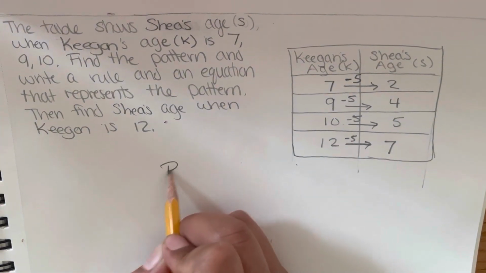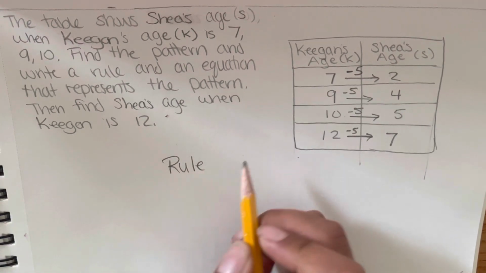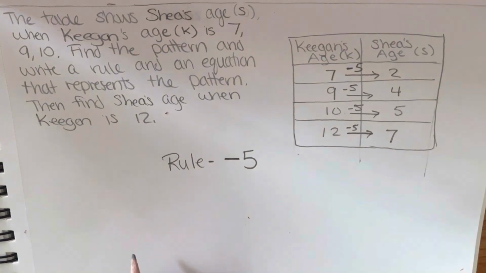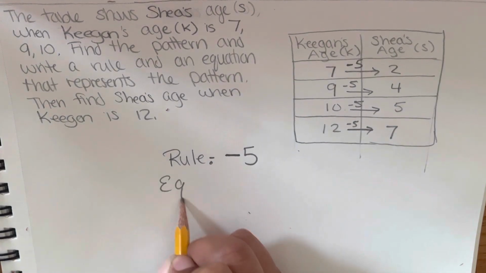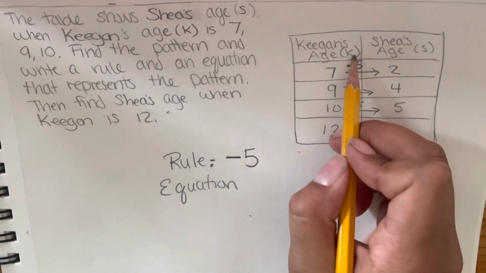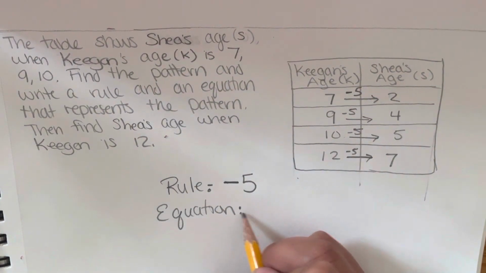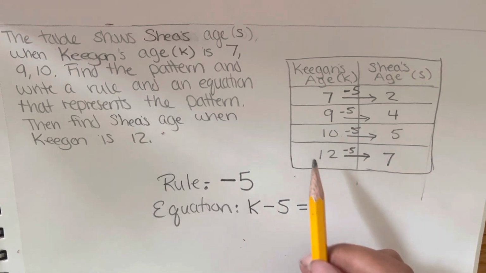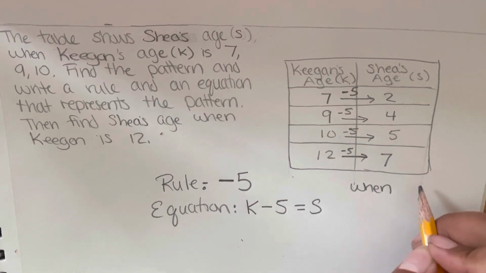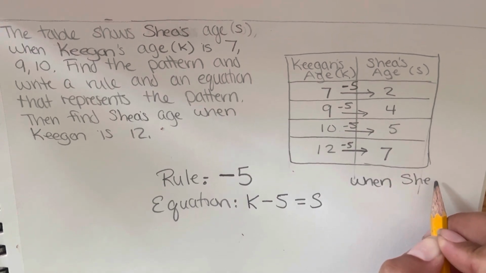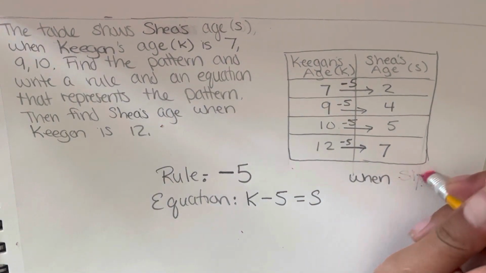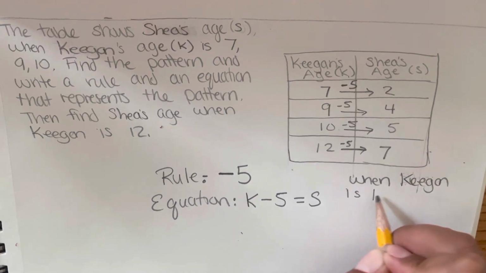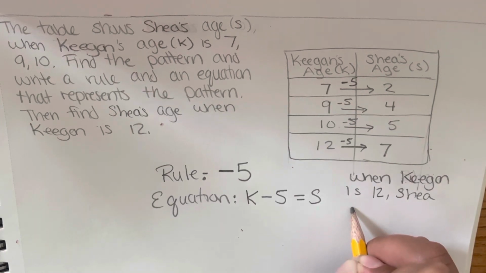So what is the rule? The rule is subtract 5. And the equation is K, because I'm starting with my first variable, K minus 5 equals second variable S. And when Keegan is 12, Shay is 7.